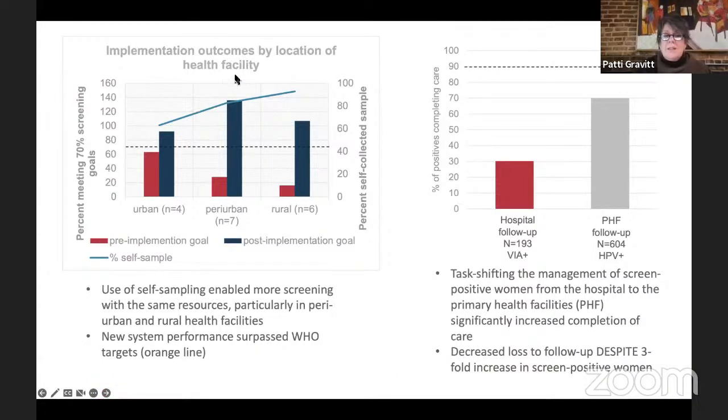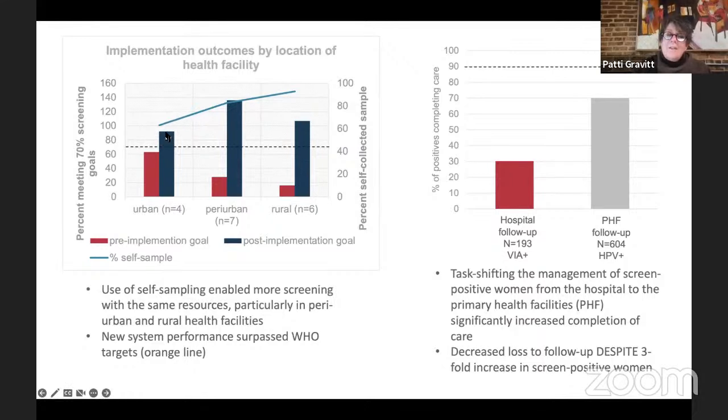And so this was an implementation outcome by location of health facility. So this is one way of summarizing our data to say that if our pre-implementation goal for screening is 70%, which you can see with the dotted line, right? That every single urban, peri-urban, or rural set of primary health facilities were not meeting their goal. And you can see that after our implementation of the new program, which was HPV-based testing rather than PAP or VIA, every single group exceeded their goals, some by quite a lot.